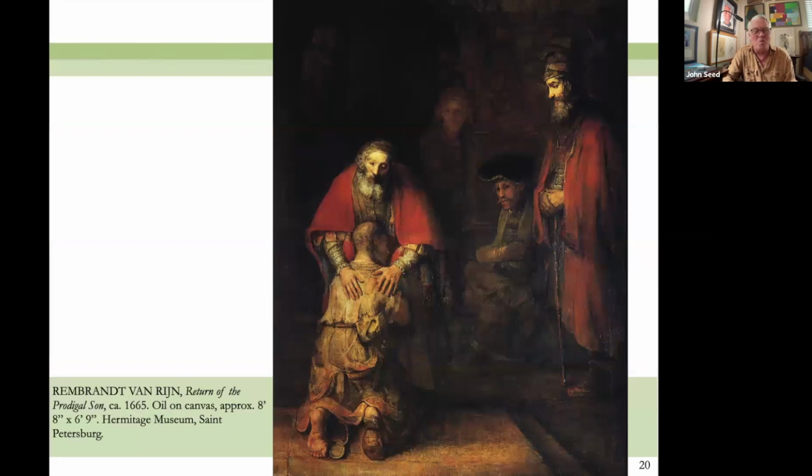And finally, one thing that we always value in Rembrandt: empathy, compassion, humanity. And this is one of my favorite Rembrandts, The Return of the Prodigal Son.